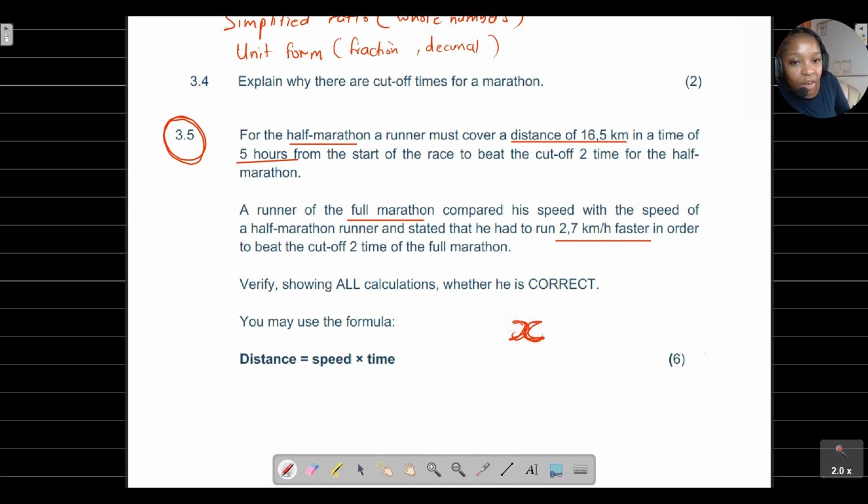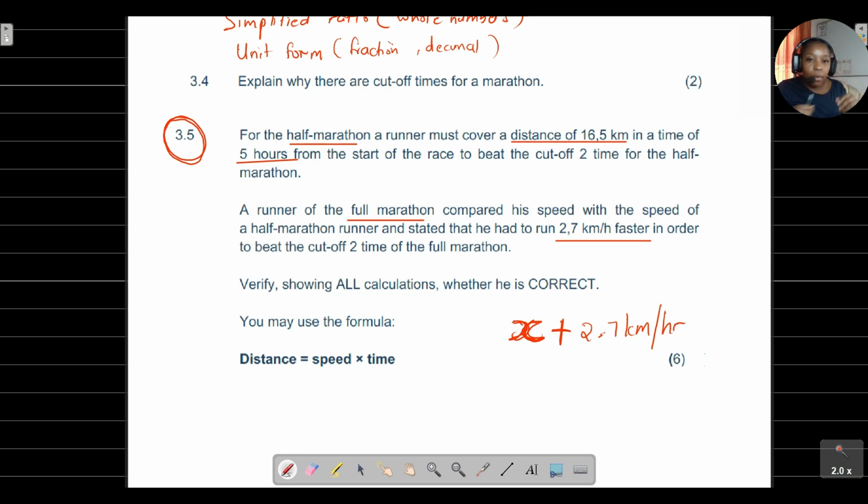We need to determine the half marathon runner's speed and then add it to 2.7 kilometers per hour, or the speed of the full marathon runner, to determine the speed that he's claiming he needs to run. So that's the first thing. We need to first find out the speed of the half marathon runner. After getting that, we're going to add that to 2.7 kilometers per hour. And then we're going to get, okay, that means that he needs to run at this speed.